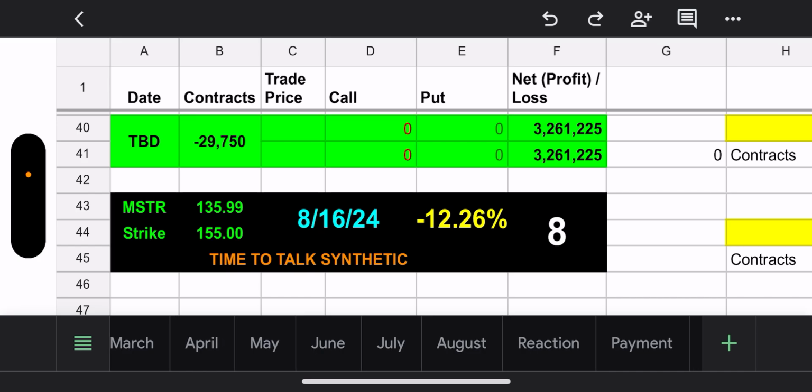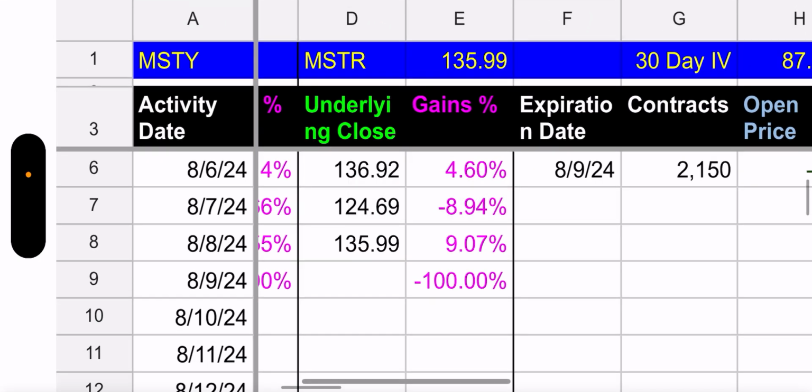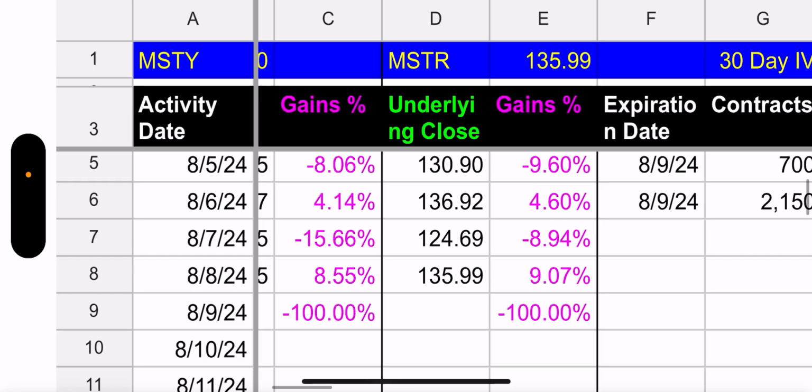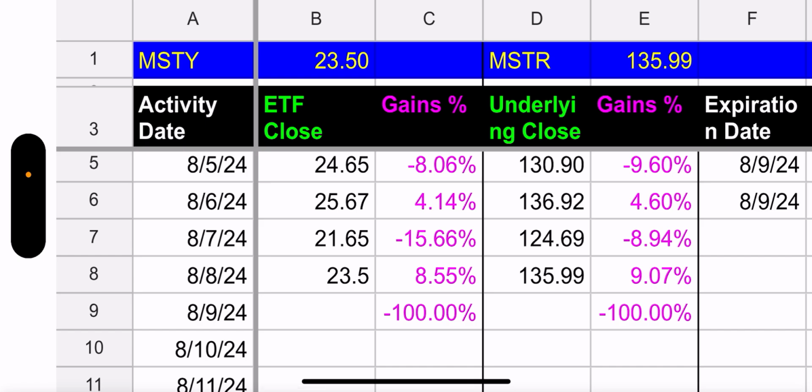Okay, let's go to the August tab and see what happens for the week. Monday down 9, Tuesday up 4, Wednesday down 8, and yesterday up 9. Wow. Yesterday MSTR went up 9.07, MSTY went up 8.55%. So again, the buying opportunity is similar for all of these funds. Wednesday was the day to average down.